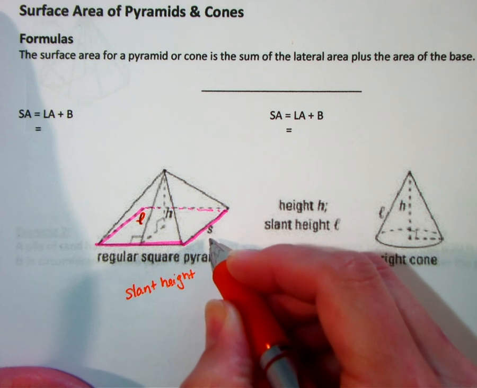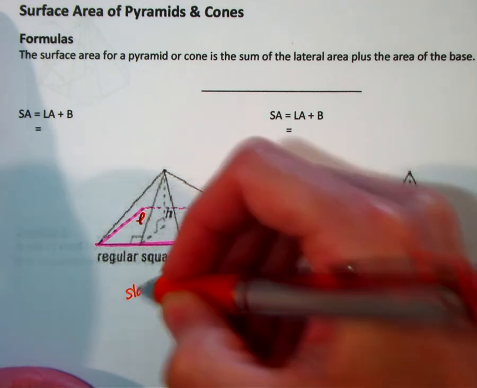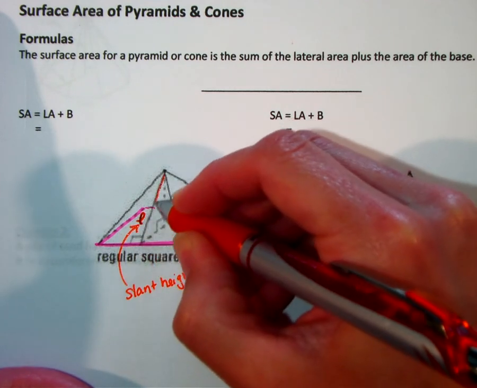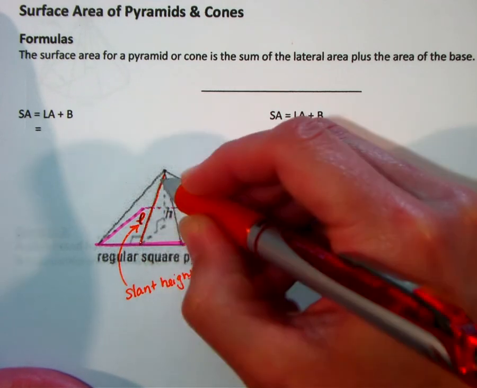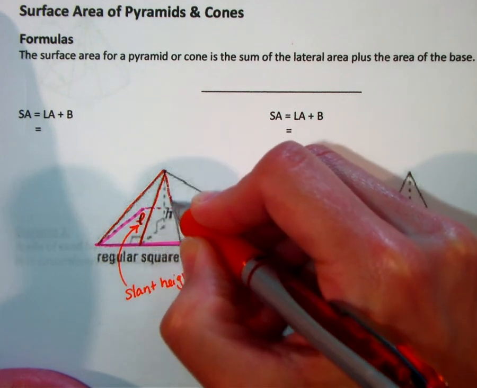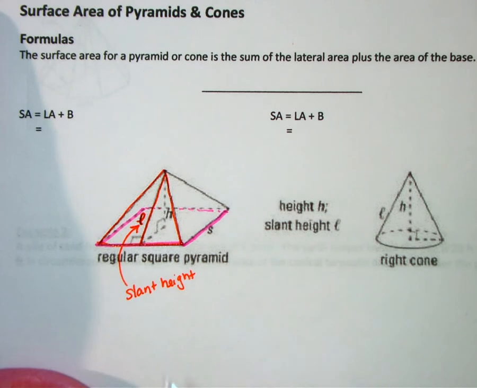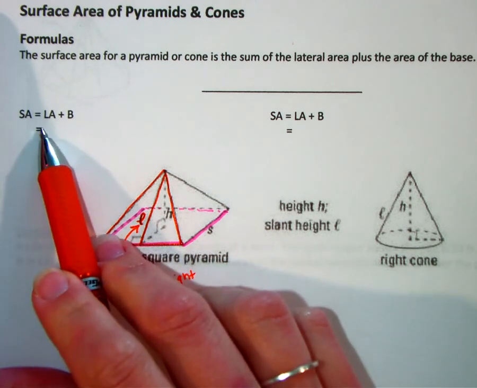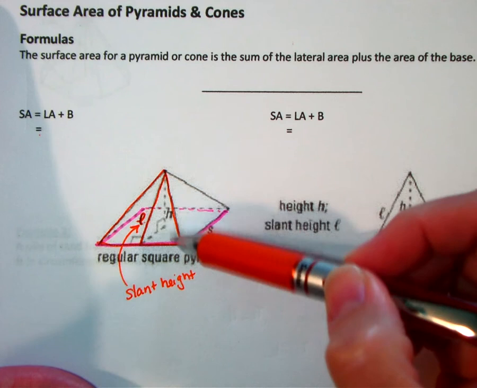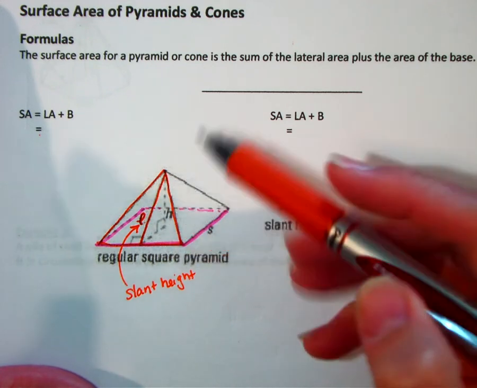We obviously can't say S for slant height because we already have an S here, so that's why it's a cursive L. And that is this length here. That length is the height of one of the side triangles. So when you're finding the lateral area, you have to use slant height because that is the height of the triangles on the side. And remember, lateral area is the area of the side pieces.